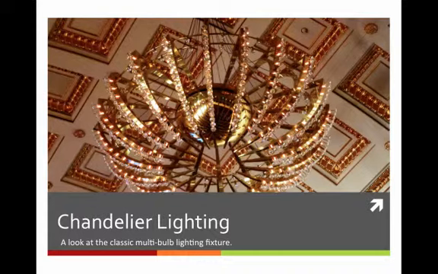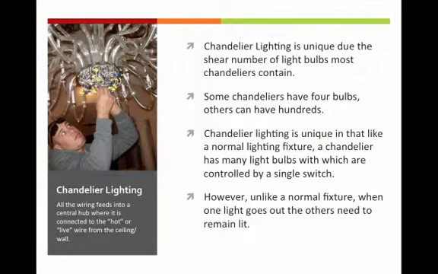Chandelier lighting. This is a beautiful chandelier here in Germany. Chandelier lighting is unique just because most chandeliers deal with multiple bulbs. It's kind of like the definition of a chandelier. Some chandeliers may have just a few bulbs. A lot of chandeliers have many. Some have hundreds. So what's unique about the chandelier is that when you have it lit, you do not want a single bulb to cause the whole chandelier to go out.